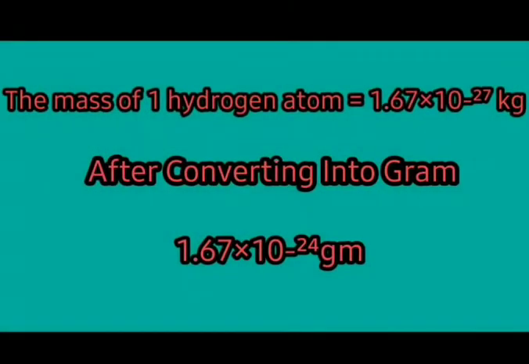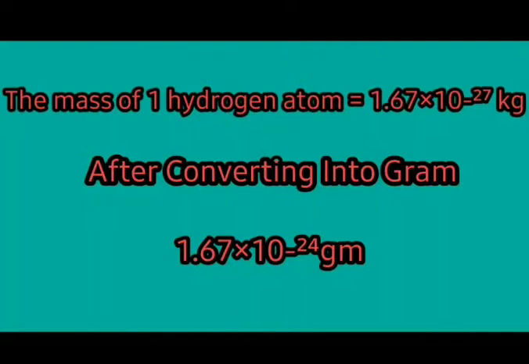As we know, the mass of one atom of hydrogen equals 1.67 into 10 to the power minus 27 kg. When we convert this kg into grams, we have to multiply by 1000. So we get 1.67 into 10 to the power minus 24 gram after conversion. That means one hydrogen atom equals 1.67 into 10 to the power minus 24 gram. So this amount of hydrogen contains one atom of hydrogen.